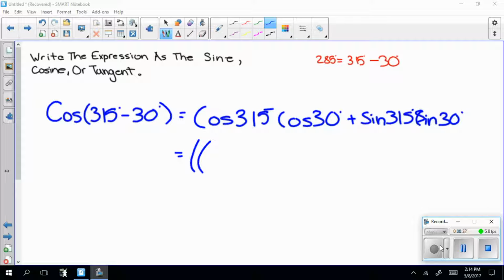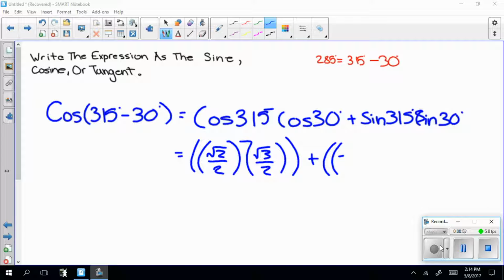Cosine of 315 degrees is equivalent to square root of 2 over 2. Cosine of 30 degrees is equivalent to the square root of 3 over 2. Sine of 315 degrees is equivalent to the negative square root of 2 over 2. And sine of 30 degrees is equivalent to 1/2.